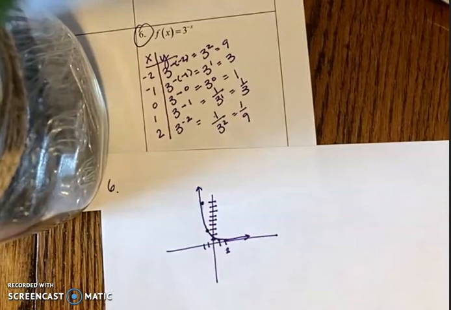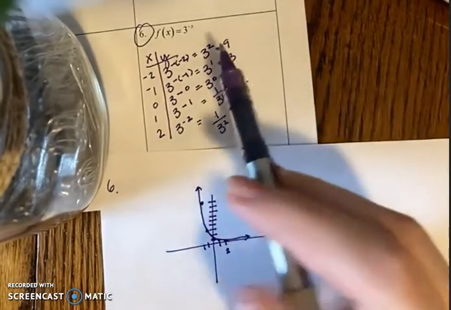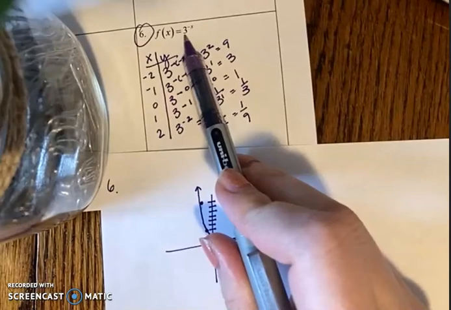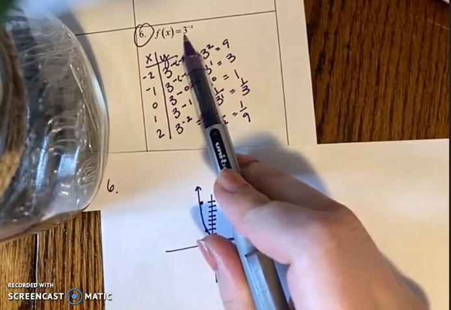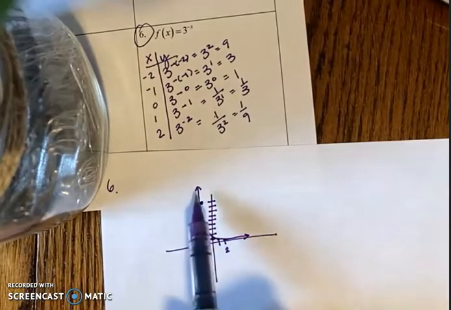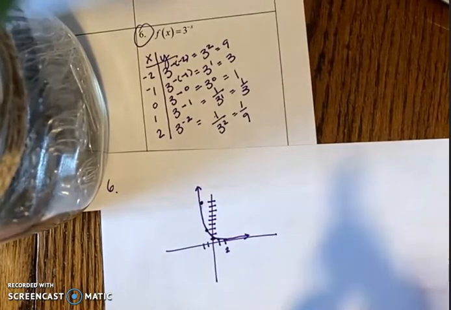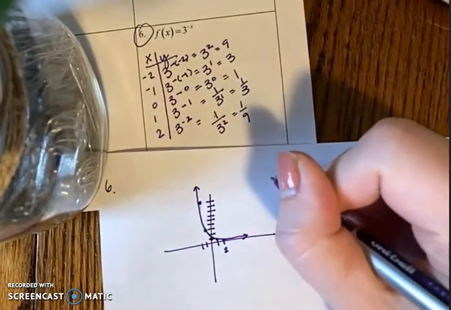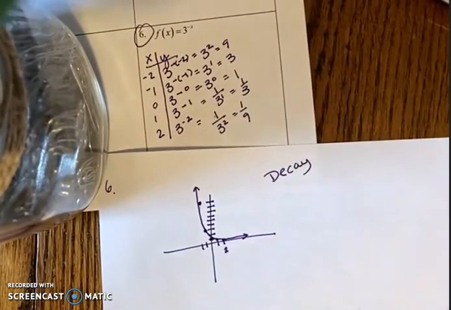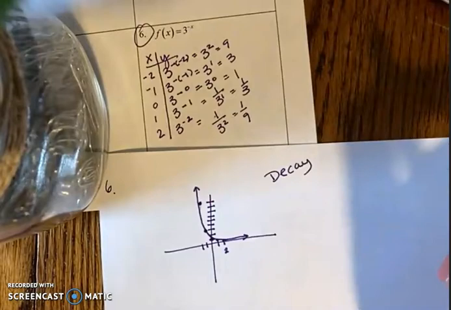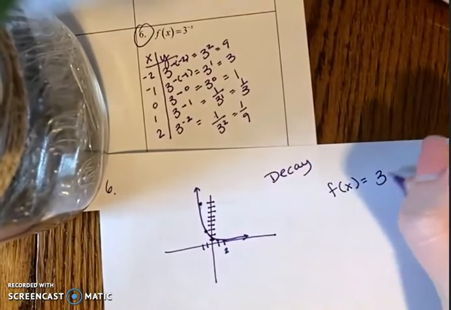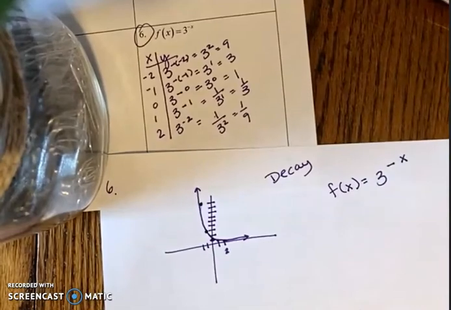So number 6 is another tricky one, because initially when we look at it, the base is 3, so we would think it would be a growth, right? But as x increases, the function itself is decreasing. So this is actually an exponential decay function. So we need to ask ourselves, why is this so? Why does the base look like it's a 3, but it's actually a decay? Well, that's because the function was 3 to the negative x.